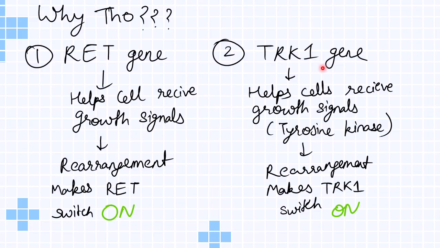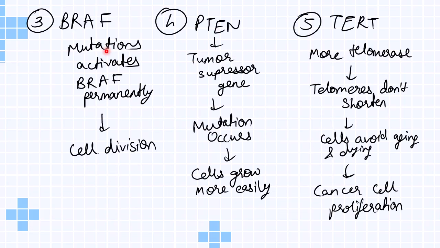Similarly, TRK1 is also a receptor tyrosine kinase involved in growth signaling. TRK1 gene rearrangement permanently activates the receptor, leading to continuous cell proliferation. BRAF mutation permanently activates the BRAF protein. This continuously stimulates the signaling pathway responsible for cell division. PTEN is a tumor suppressor gene. When PTEN is mutated, its tumor suppressing function is lost, allowing cells to grow more easily.